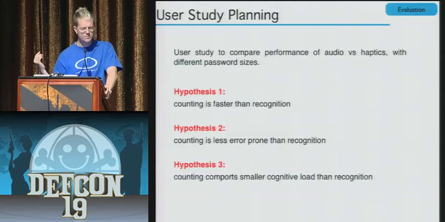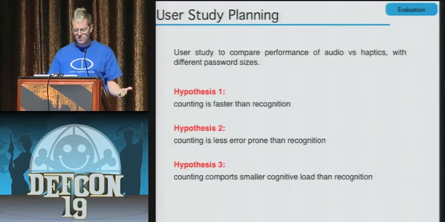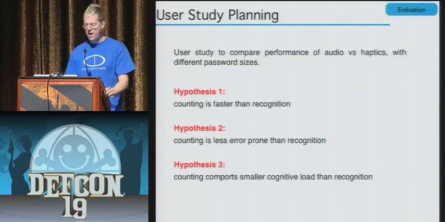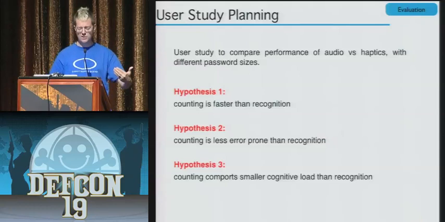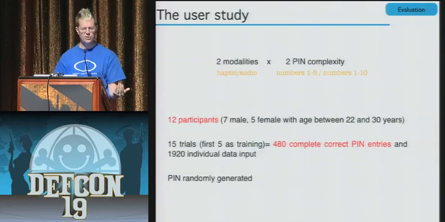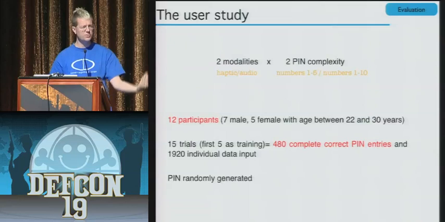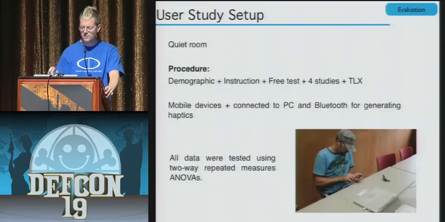So user study for this one, Andrea ran them as well, looking at 3 questions. Do we think it's going to be faster to count than to recognize? Do we think it's going to be more accurate to count than to recognize? And the third hypothesis that counting will be a lower workload than recognition. So once again, haptic and audio compared, and this time pins made from either 5 or 10 possible digits, so possible movements to the left or the right. Each user got instructed, got to play with the interface, then do 4 tests, and this TLX mental workload test.